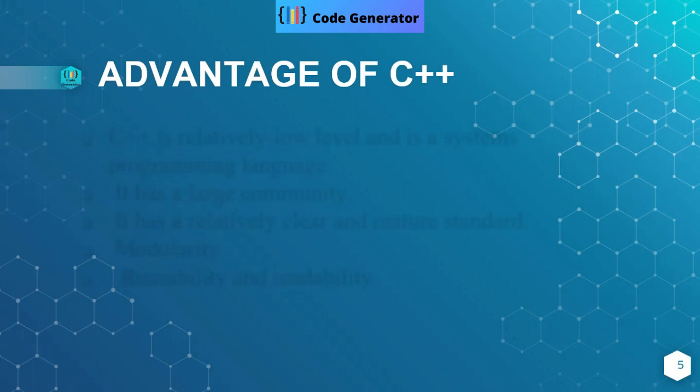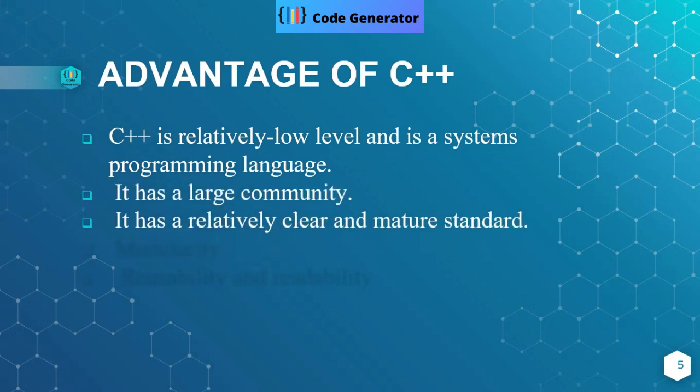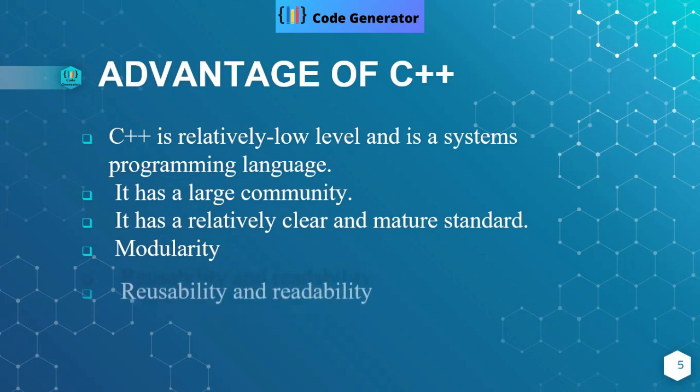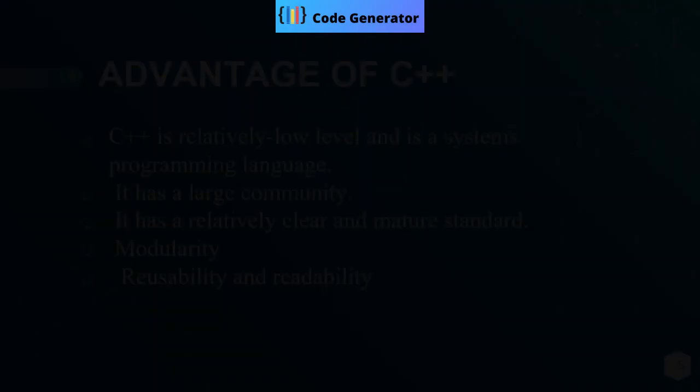Advantage of C++. C++ is relatively low level and is a systems programming language. It has a large community and has a relatively clear and mature standard. Modularity, which means the written program can be split up into modules by using classes, and each class can be considered as a module. C++ gives reusability and readability, that is, the capability to use the same function name for more than one function.